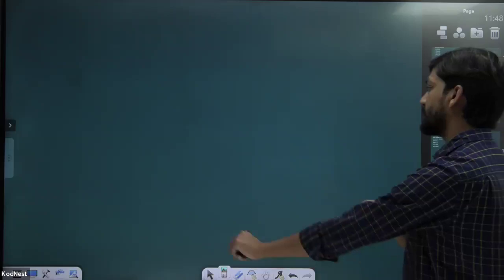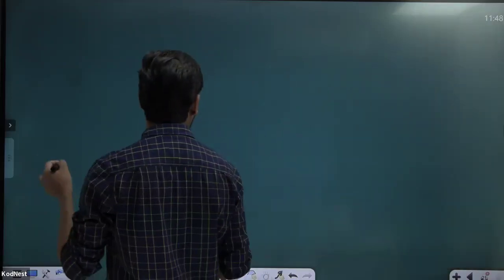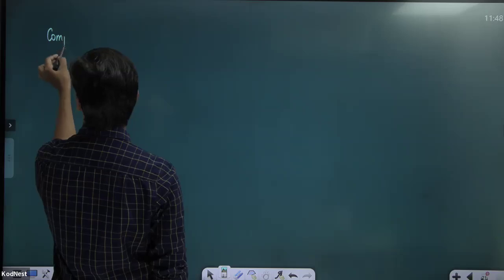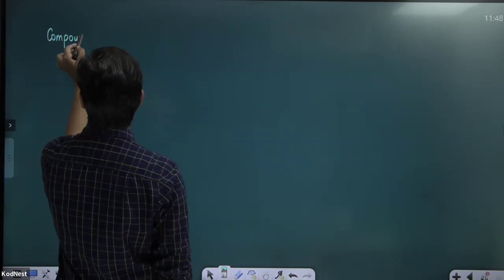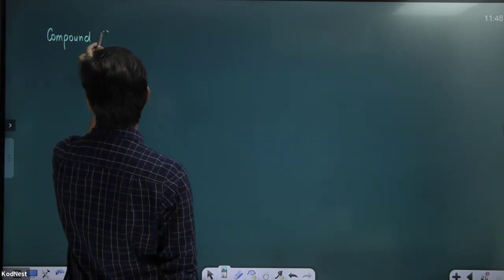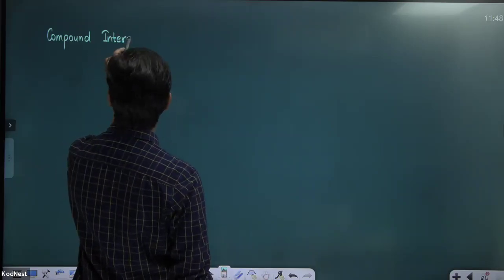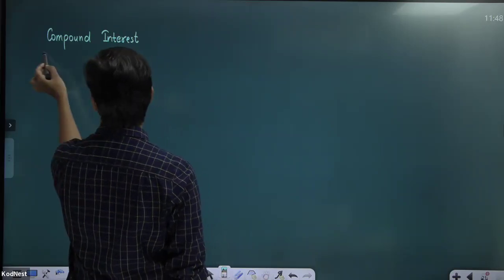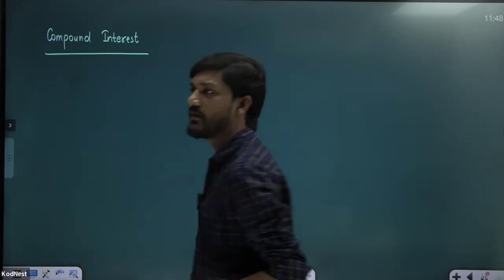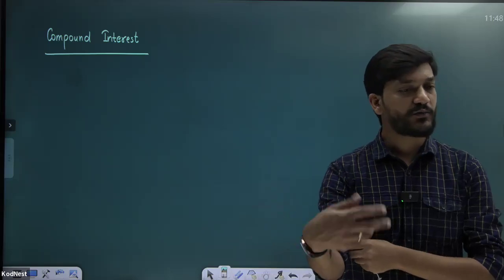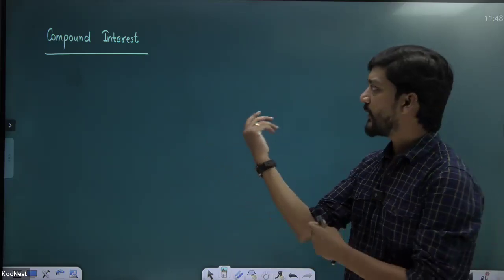All right. So next, we are starting with compound interest. In compound interest, the meaning will not change. Interest is interest. Rate of interest is rate of interest. But how the interest is calculated, that will change. That's why people say scheme. Scheme means the calculation is different.